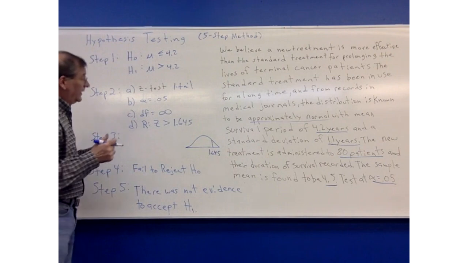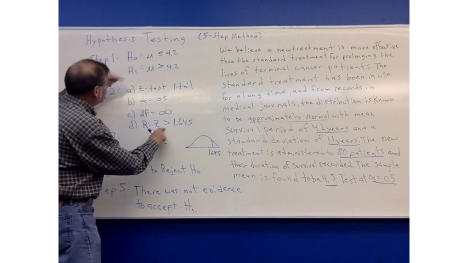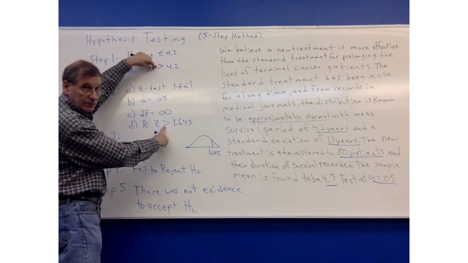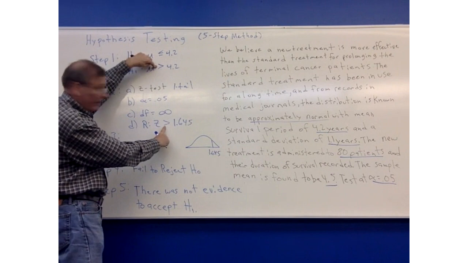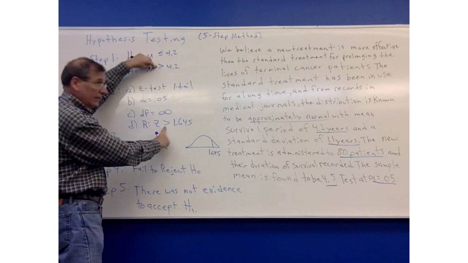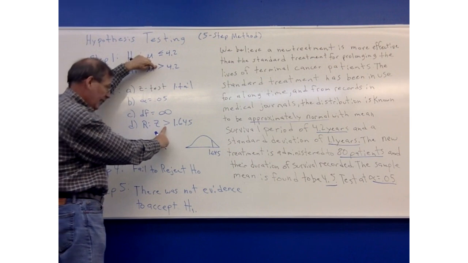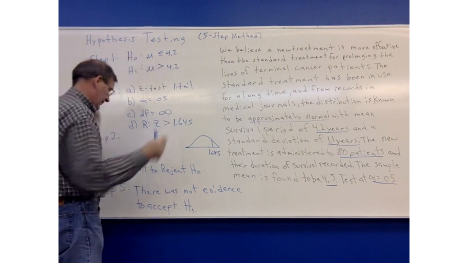Okay, now one other thing. When you have a one-tailed test, these two symbols will point the same direction. When you have a two-tailed test, it looks different. Okay, and I'll show you how that looks when we do a two-tailed test.